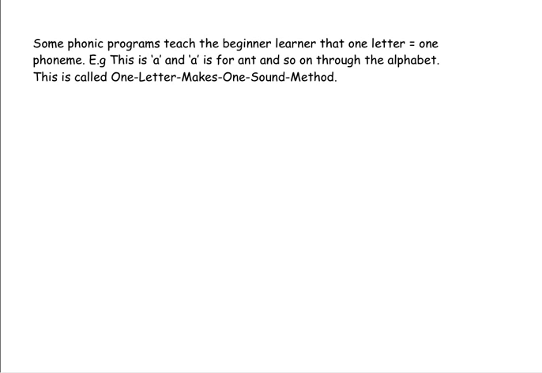Some phonic programs teach the beginner learner that one letter equals one phoneme. For example, this is an A and A is for ant, and so on through the alphabet. This is called the one letter makes one sound method. This method introduces only 23 of the 44 phonemes.